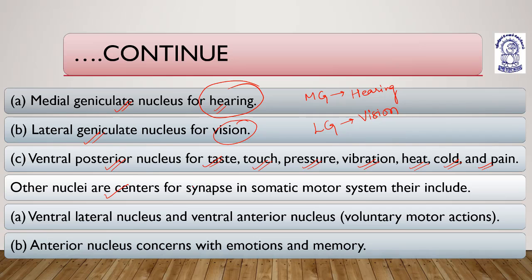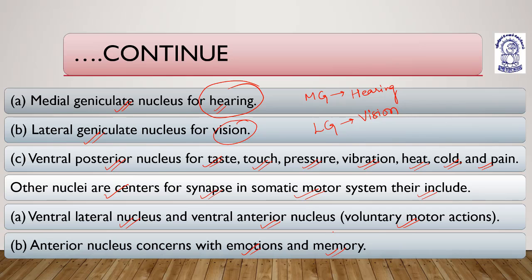Other nuclei are the centers for synapse in the somatic motor system. The ventral lateral nucleus and ventral anterior nucleus are for voluntary motor actions. The anterior nucleus is concerned with emotions and memory.